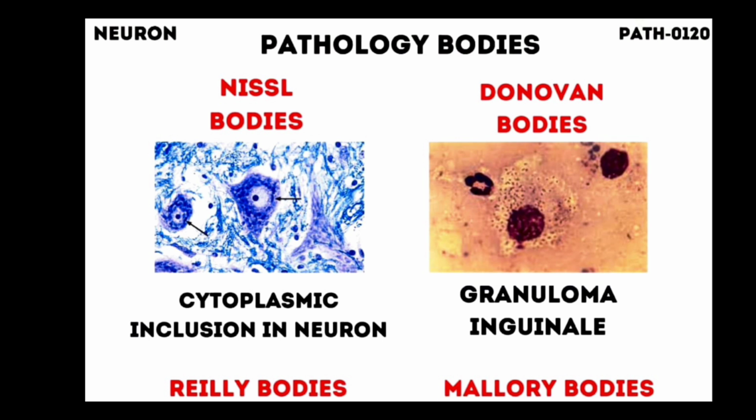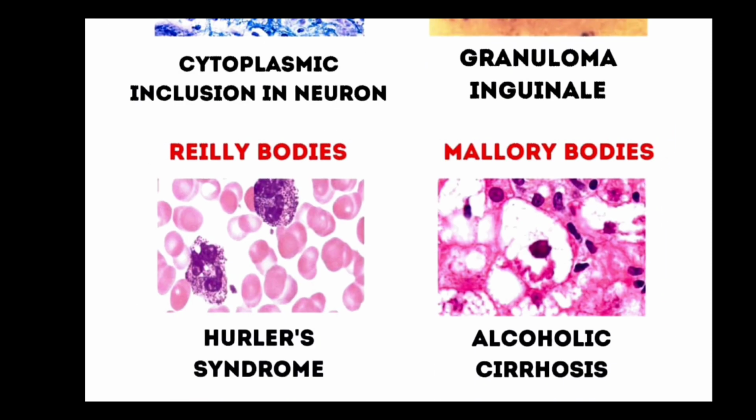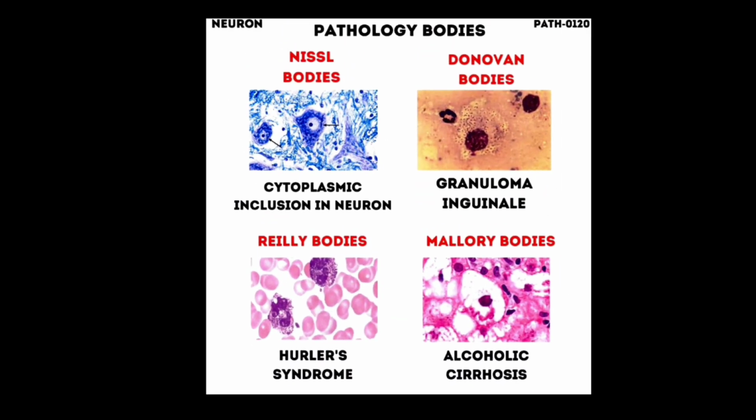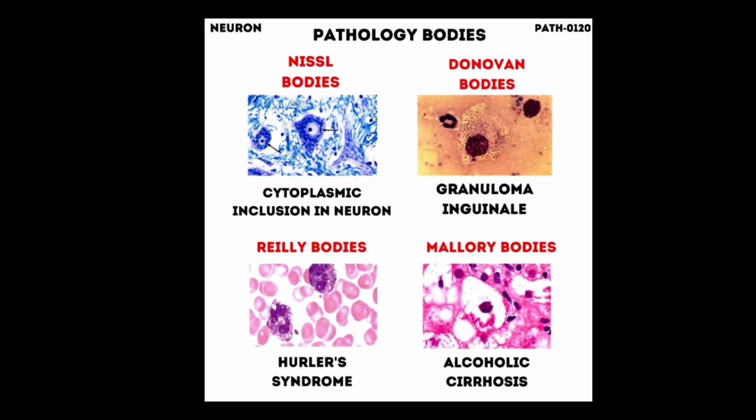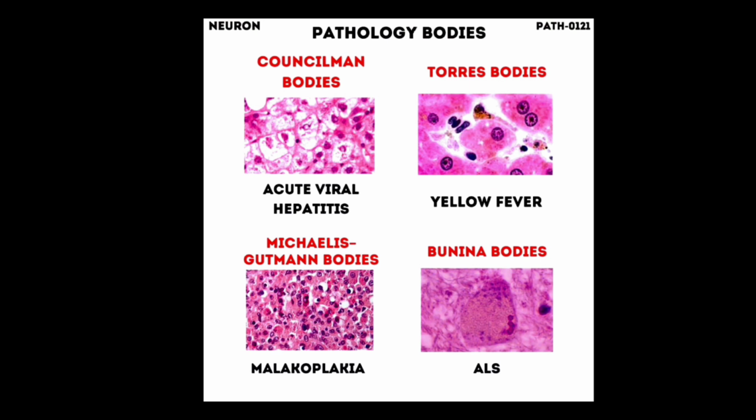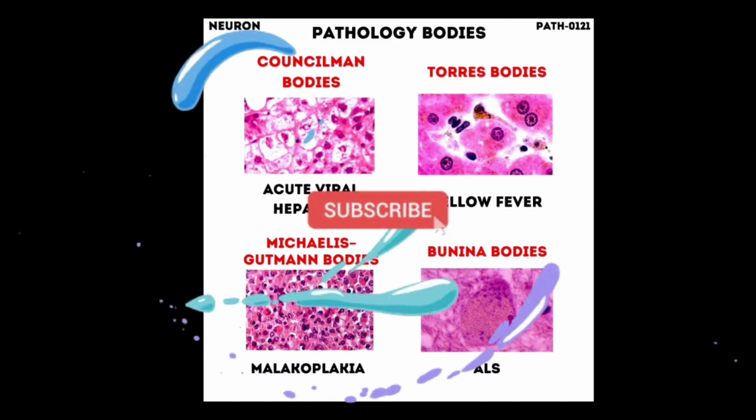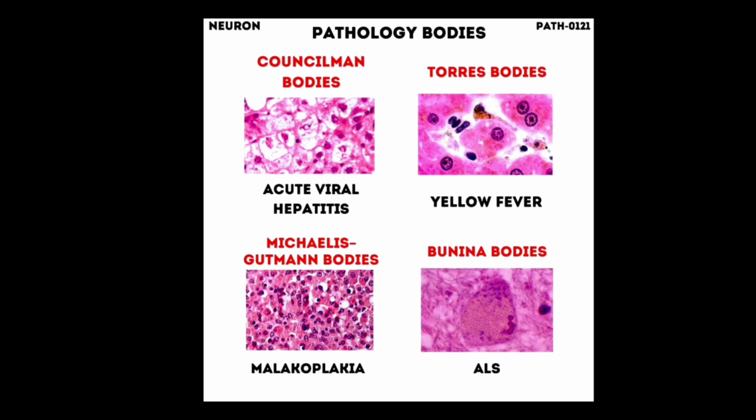Next is Donovan bodies. Donovan bodies are seen in granuloma inguinale. This is a pictograph of it. Reilly bodies are seen in Hurler's syndrome, and Mallory bodies. Mallory bodies are most common, that is seen in alcoholic cirrhosis. Before cirrhosis, there are stages like first there will be fatty change, then steatohepatitis, then it leads to cirrhosis. Next, Councilman bodies are seen in acute viral hepatitis, and Torres bodies are seen in yellow fever. Michaelis-Gutmann bodies are seen in malakoplakia, and Bunina bodies are seen in ALS.